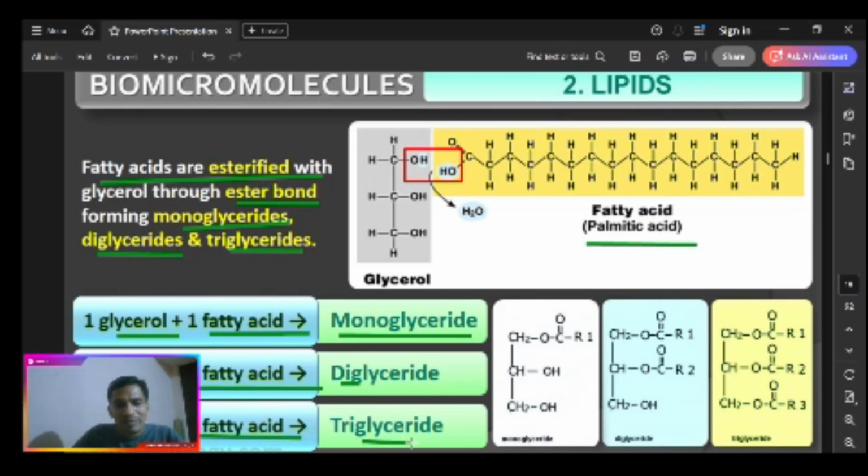How many fatty acids are there in the triglyceride? Three. In the diglyceride? Two. In the monoglyceride? Mono means one. It is the fatty acid number, not the glycerol, that is the basis here. Monoglyceride has one fatty acid, diglyceride has two, and triglyceride has three: R1, R2, R3.